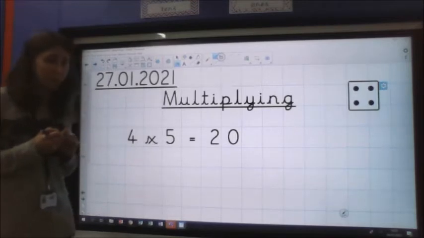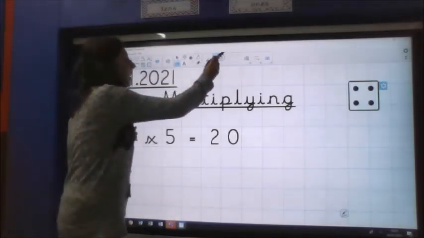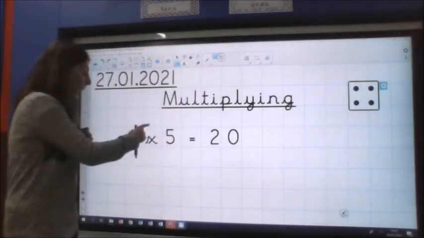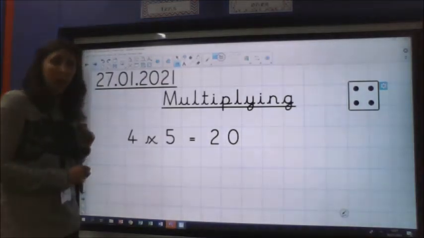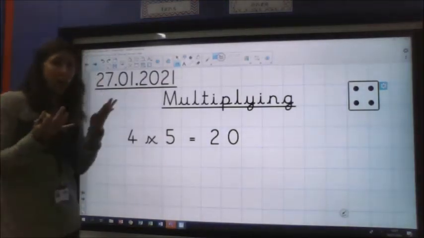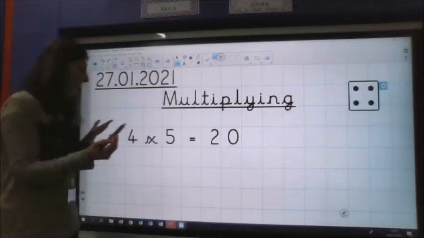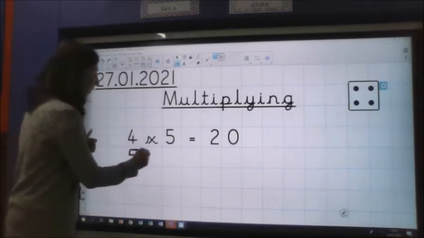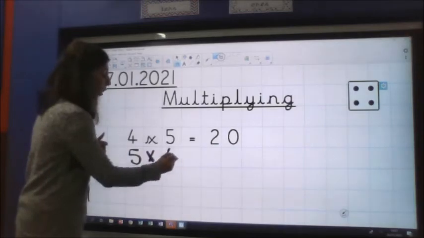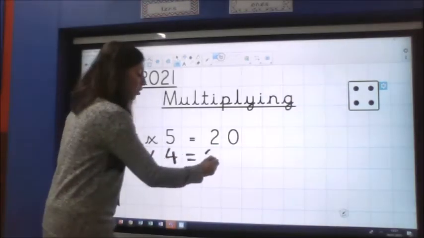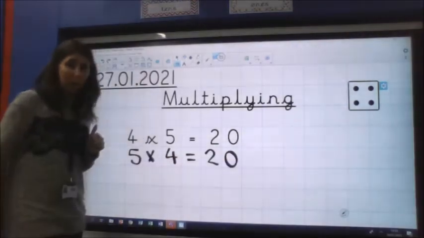Okay, how did you get on? Let's see if you've got the same number sentences as me. So I know 4 times 5 equals 20. I'm not going to do any working out or any counting or drawing anything. I also know now that 5 times 4 equals 20, because I can swap the numbers around.